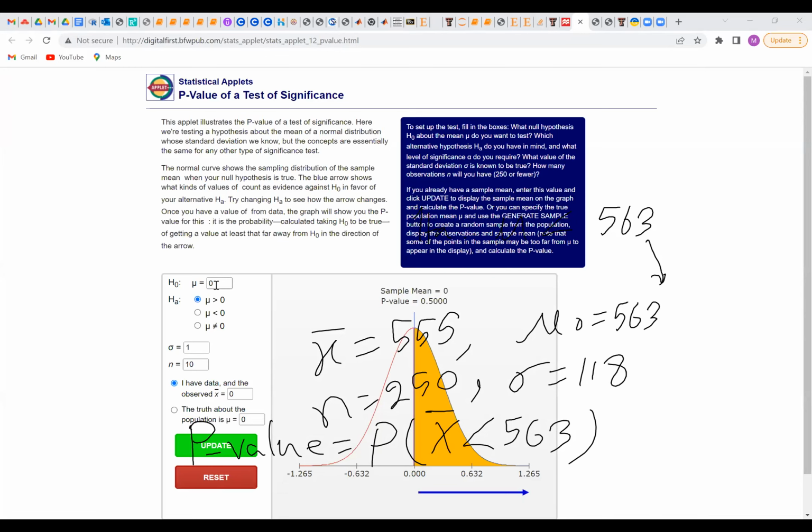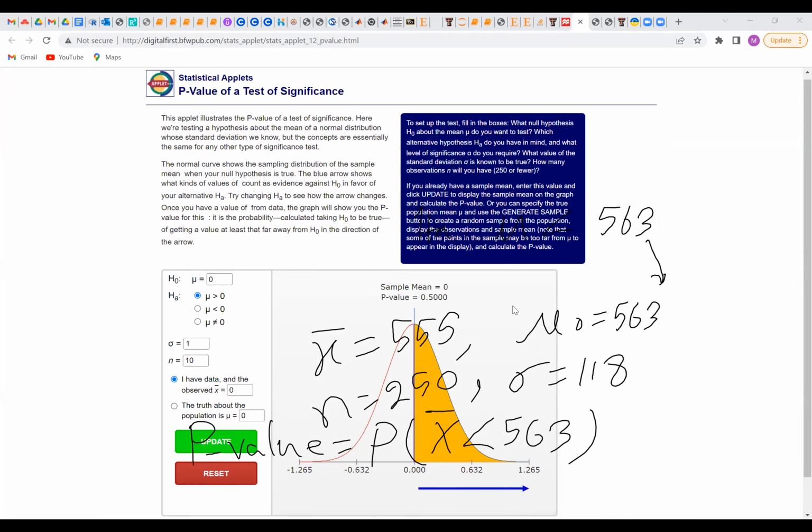Okay, so here we have mu, which is 563. So plug in 563 here. This is the hypothesized value, this is your mu. Now sigma is 118, so here it should be 118, the sigma value. And we have x bar. X bar is right here, which is 250. Oh, sorry, x bar is 555, which is the x bar sample mean. And n is 250, so this one will then be 250.